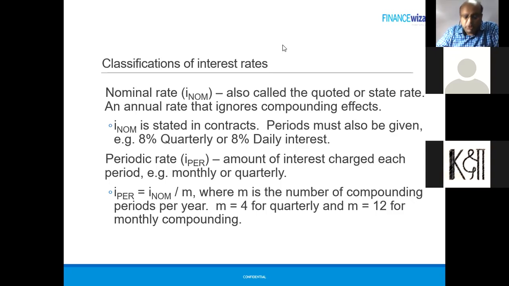So periodic rate is nominal rate divided by the frequency of compounding. This is used in calculation. When we are doing Excel calculation, we use the periodic rate. But this thing comes with a caveat. I'll tell you what.